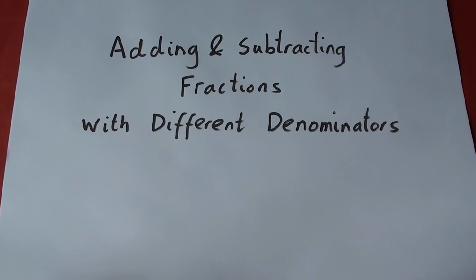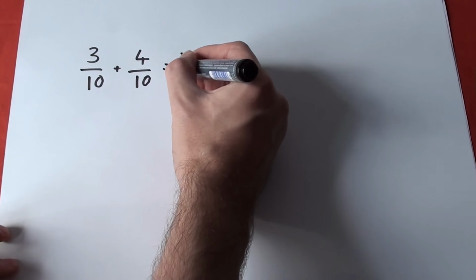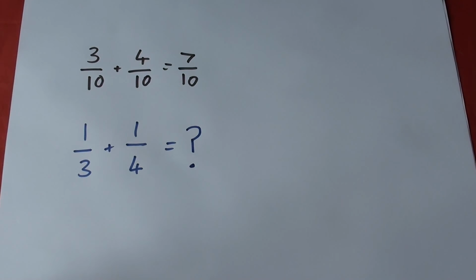Hopkins Maths. Today we're going to be looking at adding and subtracting fractions with different denominators. Okay, so we're going to start with a quick recap. 3/10 plus 4/10, common denominator, we just add the two top numbers. But what if we've got 1/3 plus 1/4? We've got different denominators and we've got a small problem here.